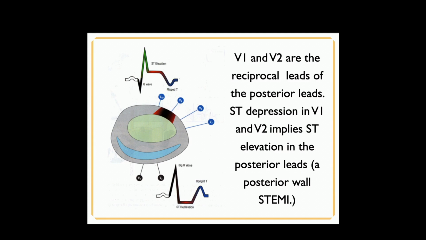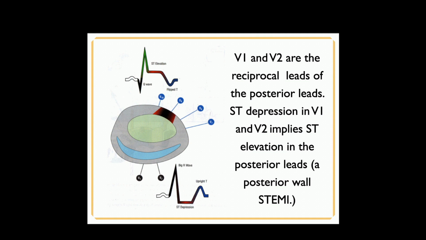So V1 and V2 are the reciprocal leads of the posterior leads. In this case, they put 4 along the back, so V7, 8, 9, and V10, and then V1 and V2. What you're going to see in the back leads is ST elevation, possibly a flipped T wave, possibly a Q wave. What you will see in V1 and V2 is ST depression, which is the reciprocal change to the elevation, possibly an upright T, possibly a big R wave, which is the reflection of a Q wave if it's there. But the most important one is the depression, okay, in V1 and V2.